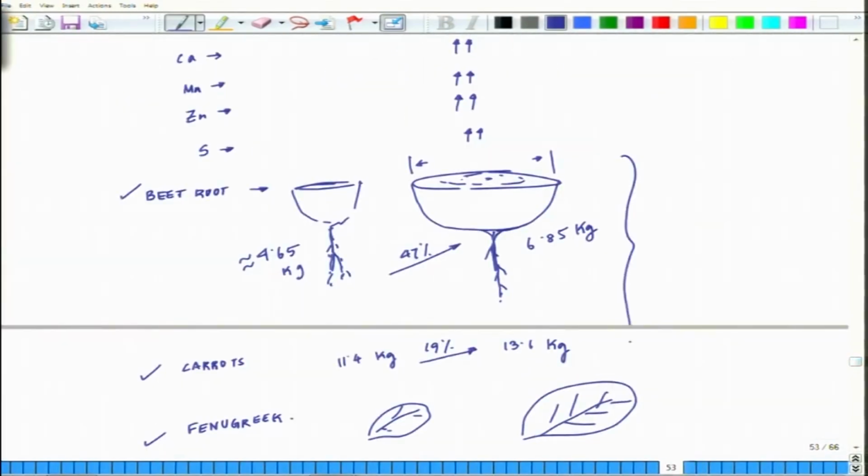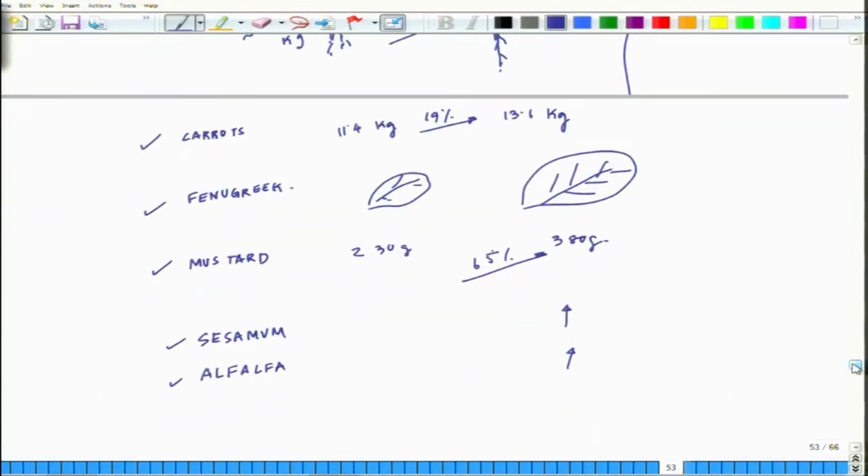These two are the vegetables. Then, of course, some people use fenugreek also as a vegetable or as a spice. It's a spice crop. Then you have mustard, which is an oilseed crop, mustard and sesamum. And here you are having a fodder crop.